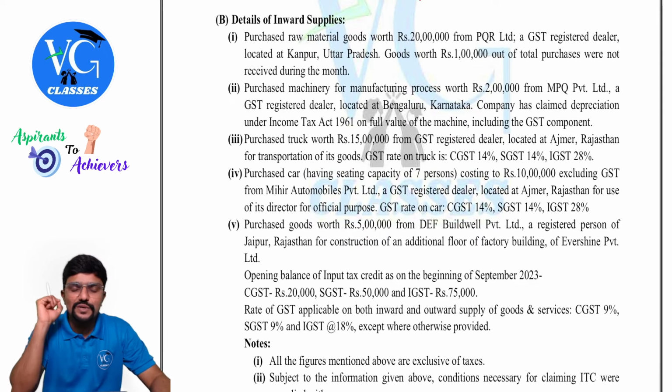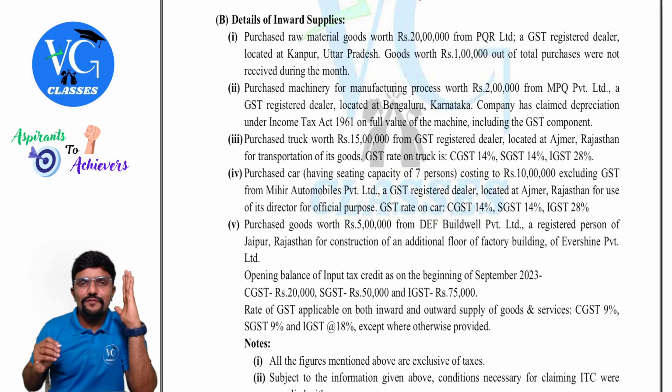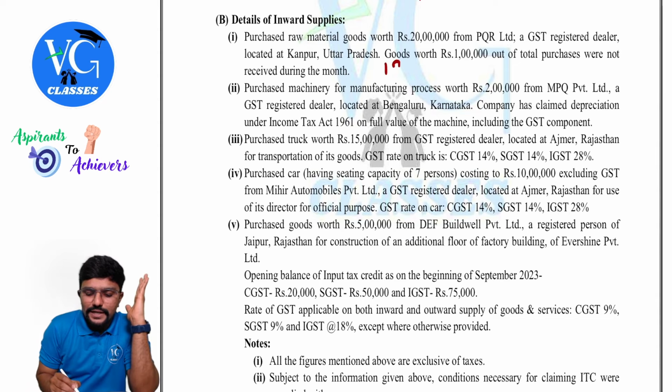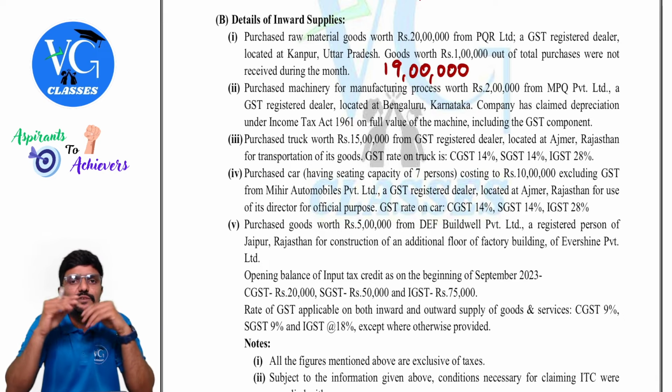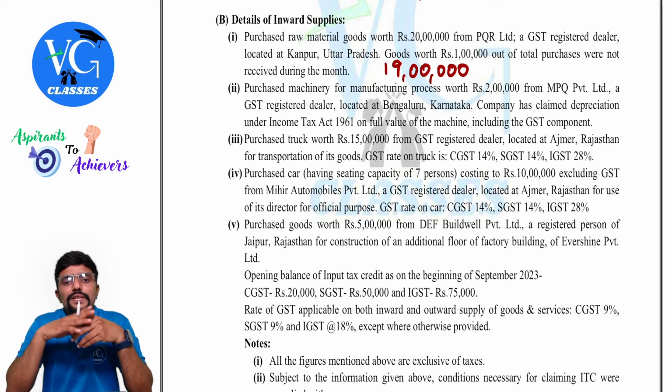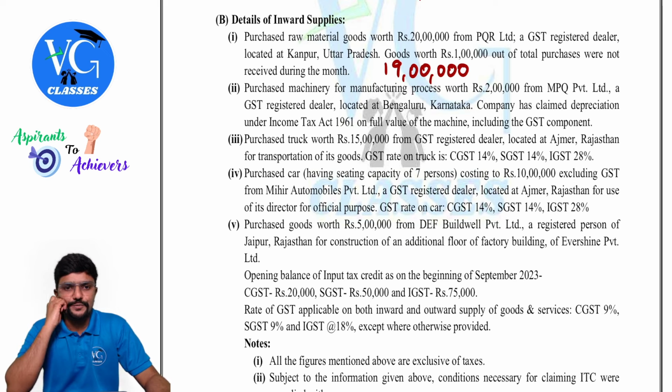Now coming to inward supplies. Purchased raw material goods worth 20 lakh from PQR Limited, a GST registered dealer located at Kanpur, Uttar Pradesh. Goods worth 1 lakh out of the total purchases were not received during the month. So, for claiming credit, we will take only, guys, 19 lakh. For 1 lakh, can we claim credit? No, as we have not received, as per section 16. If you have not received the goods, you cannot claim the credit. So, for the remaining 1 lakh, whatever is the GST, you will claim when you actually receive the goods.